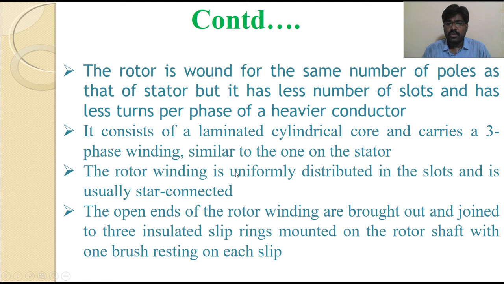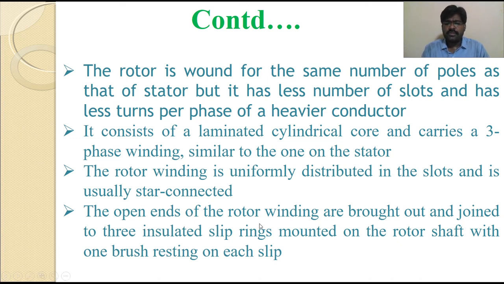In the third point, the rotor winding is uniformly distributed in the slots and is usually star connected. Whatever connection we use inside the rotor is always star connection only. We have 2 types of connection, star connection and delta connection, so star connection is always preferred for the rotor winding construction.